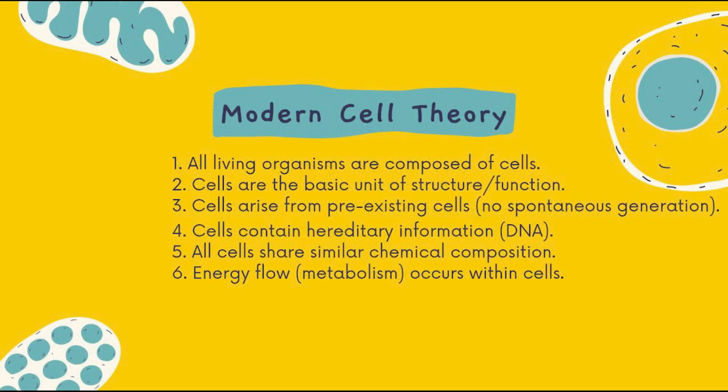Number 1, all living things are made of cells. Number 2, cells are the smallest unit of life. Number 3, new cells come from old cells. Number 4, cells hold DNA or genetic information. Number 5, all cells have similar chemicals. Number 6, cells use energy or food to work. These rules help us understand life itself.